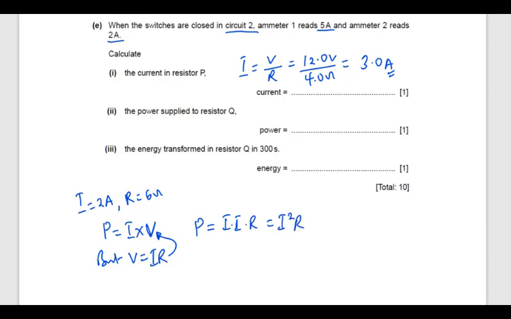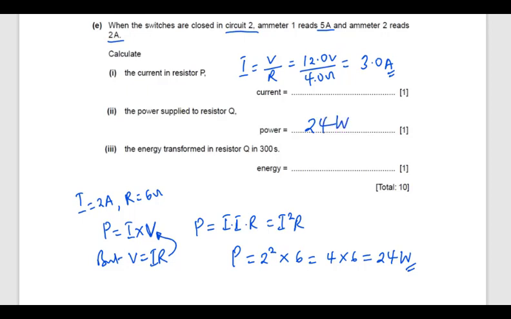I think that's clear. So from there we can now say that the power equals the current, which is 2 amps, squared, multiplied by the resistance, which is 6 ohms, which is 4 times 6. 4 multiplied by 6 is 24 watts. Remember, this is power, 24 watts. So the answer here is 24 watts.